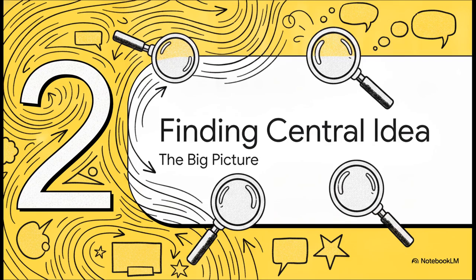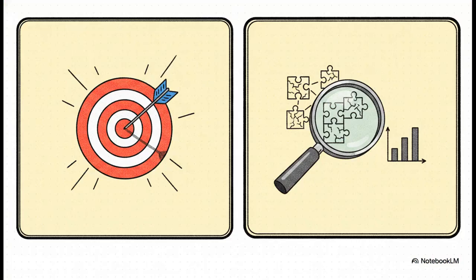Section 2, finding the central idea. Now, what's really interesting about this slide is how we need to split our focus into two distinct levels when reading, the macro and the micro. On one side, we have the central idea. This is the big picture. It's the core message the author desperately wants you to walk away with. On the other side, we have the supporting evidence. These are the specific facts, statistics, and quotes used as proof.